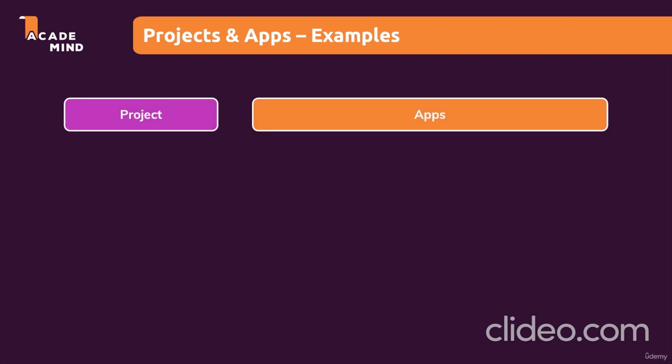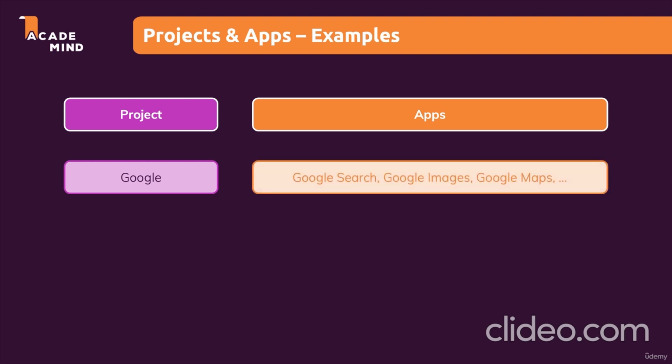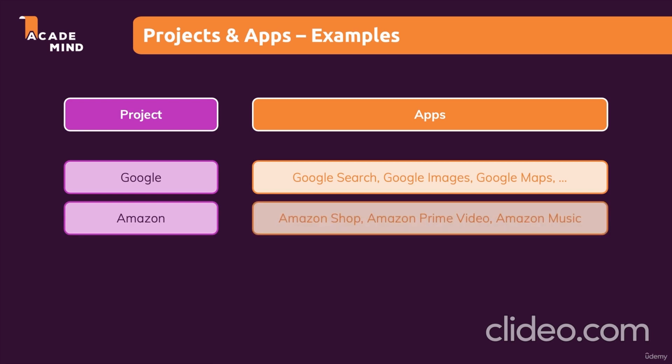Let's say you're building something like Google. If you think about Google, the website Google, then of course they have the Google search, but there also are Google Images, Google Maps, and many other Google products. And therefore we could say that the project is Google, but the apps which exist in this project are search, images, and maps. In the case of Amazon, we could have the shop, but then also Amazon Prime Video, Amazon Music, and that would be our separate apps. Now that's one way of looking at it.